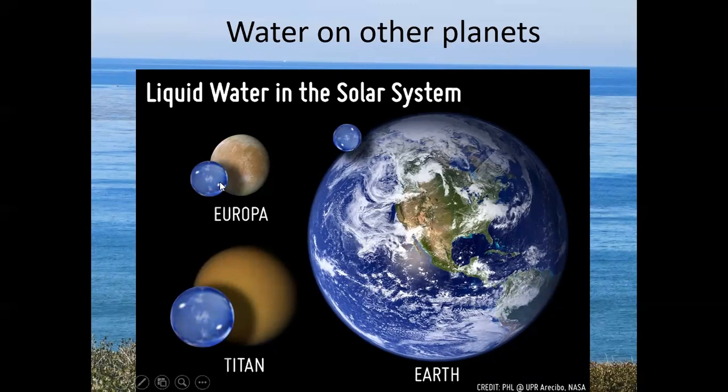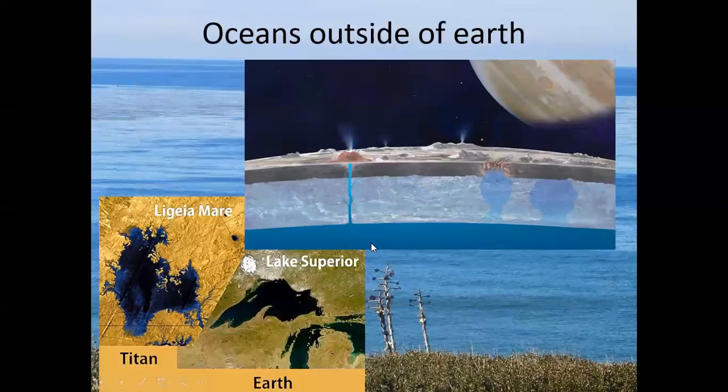Let me just give you a scale. Earth does not even have the biggest oceans. Europa or Titan are thought to have more water than our planet. And this is one of the reasons they're both considered good candidates for life.